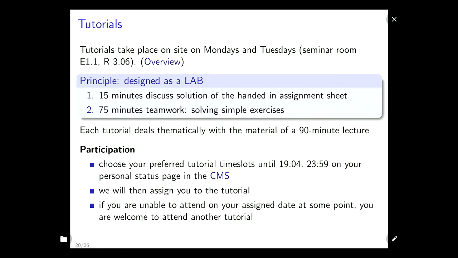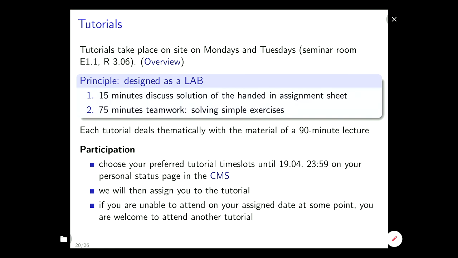Tutorials take place on site on Mondays and Tuesdays in our seminar room. So it's all in CMS. It's designed as a lab, so we'll have 50 minutes to discuss solutions of the handed-in assignment sheets, and then 75 minutes of teamwork solving simple exercises. So we don't want people to just stand at the blackboard and present solutions.